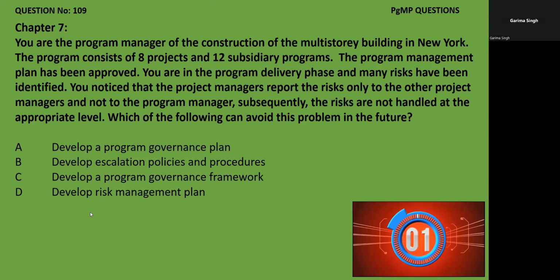Which of the following can avoid this problem in the future? Develop risk management plan, develop program governance framework, develop escalation policies and procedures, develop a program governance plan.